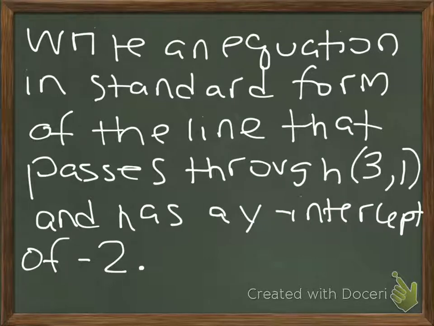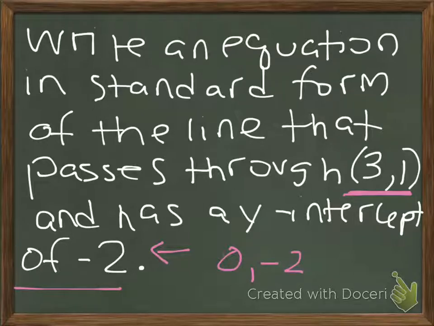The next one, we're asked to write an equation in standard form. Standard form is going to be where you have the x and the y variables on the same side. But we need to first find our equation in slope-intercept form, and then just move the x and y's to be together. So if we're going to find our equation, we need our slope and we need our y-intercept. Right now they give us the y-intercept, but to find the slope we need 2 points.